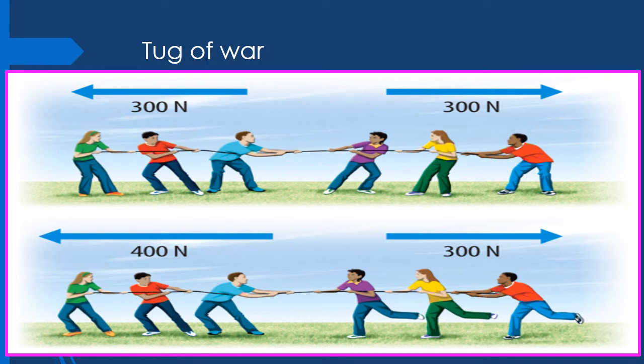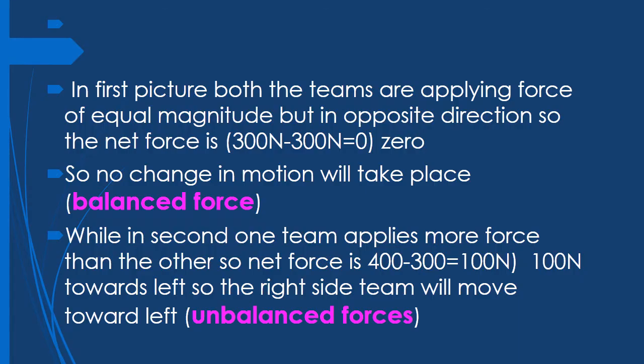While if you see in the second one, again the two teams are pulling the rope in the opposite direction, but then the magnitude of both the teams are different. The team towards the right has a magnitude of 300 Newton, while the team towards the left has a magnitude of 400 Newton. I guess children, you can make it out in both the cases which team is going to win.